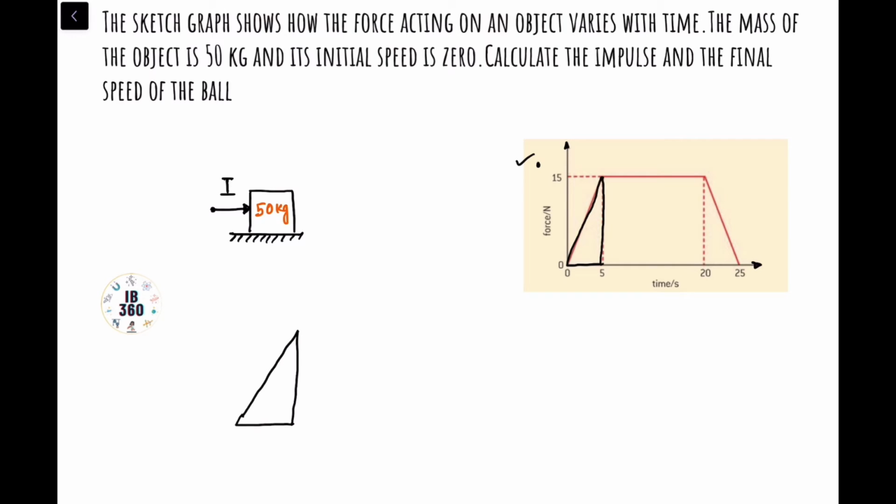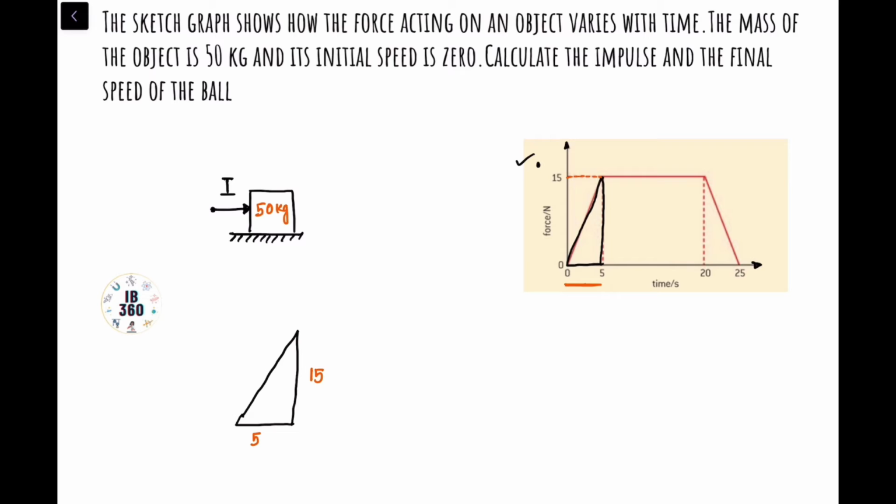What is the height of the triangle? The height of the triangle is 15, because it's touching this point. What is the base of the triangle? It's spanning from 0 to 5, so the base will be 5.